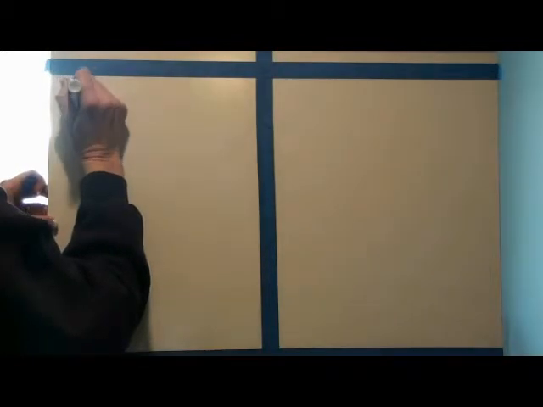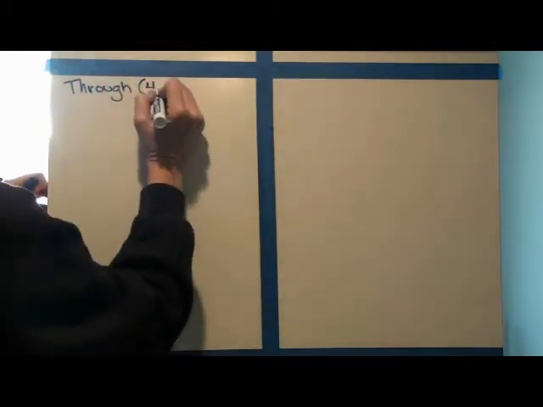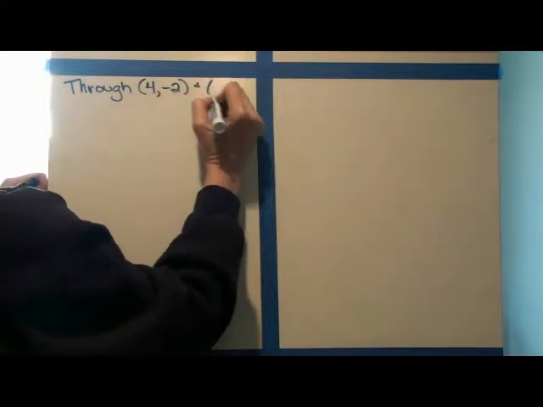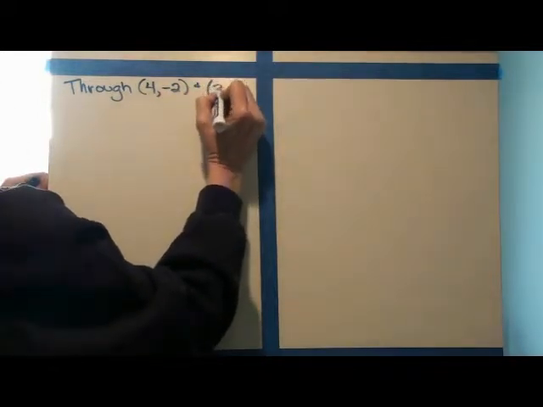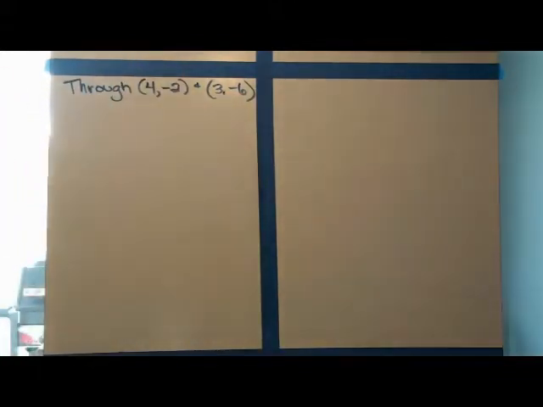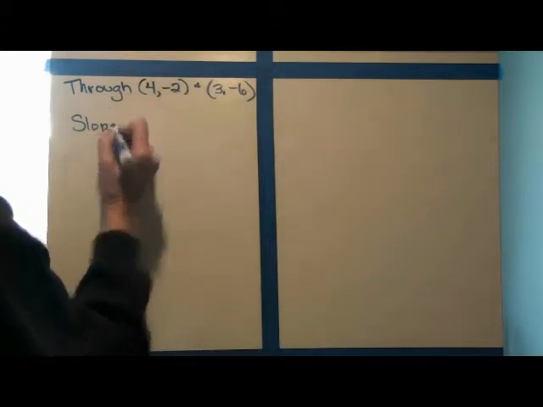Left on the second part, you were given the points (4, -2) and (3, -6). We'd like to do what we just did, but we don't have the slope, so it's hard to start with point slope form. First step, we have to find the slope.